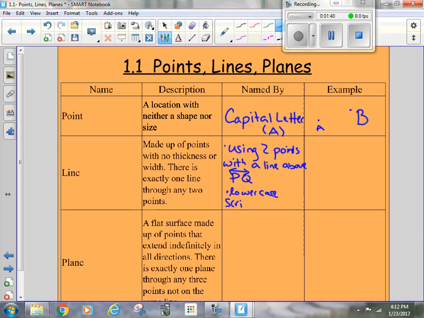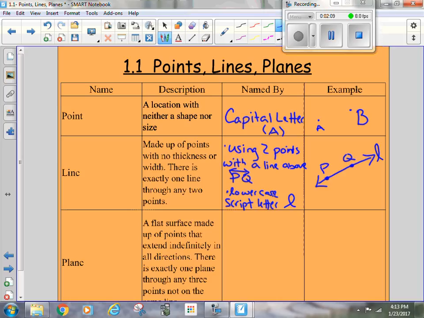So for example, a cursive L. A line extends on forever. Say we have points P and Q on the line. That's how we can label it PQ. And then we could also label it with a cursive L. But notice that it extends in both directions.